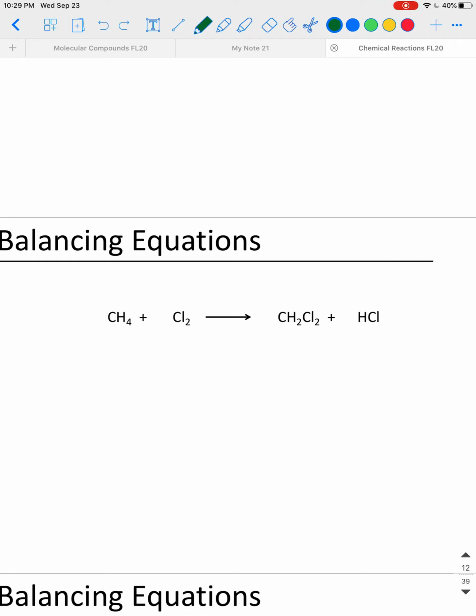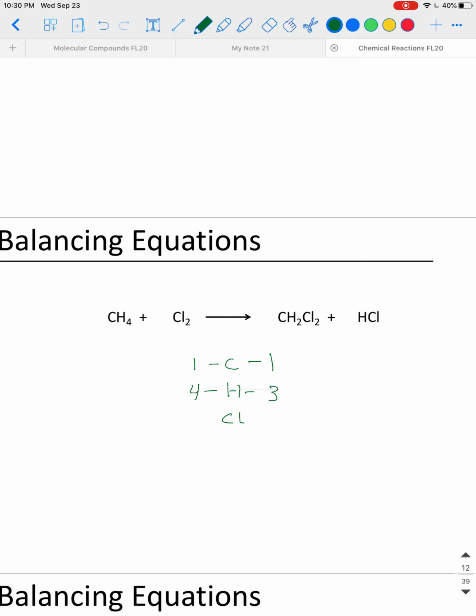So I don't have any polyatomics, so I don't have to worry about grouping them as a unit or if they're on both sides or anything. So I'm just going to write my elements. I have carbon, I have hydrogen, and I have chlorine involved in this reaction. On the reactant side, I have 1 carbon. On the product side, I have 1 carbon. I have 4 hydrogens over here.